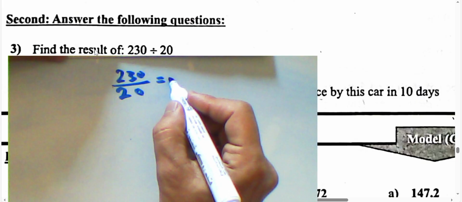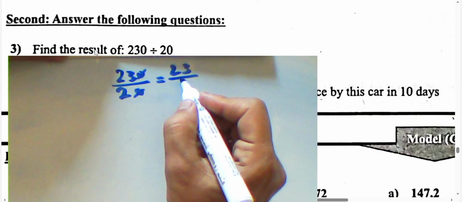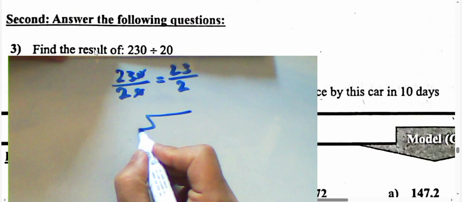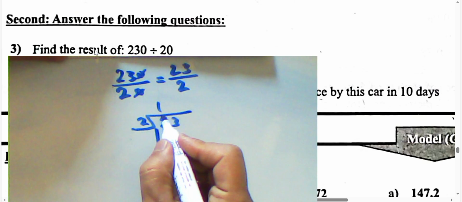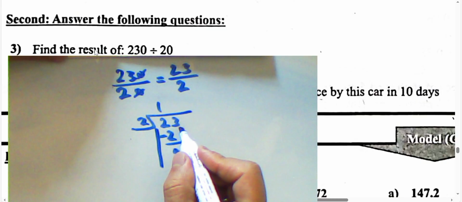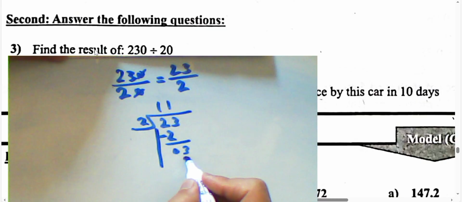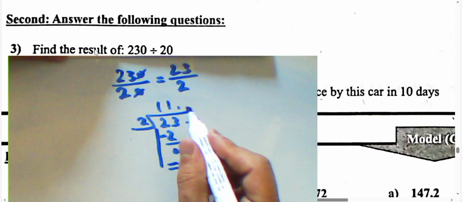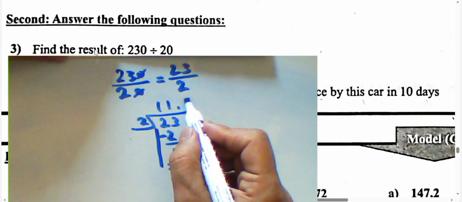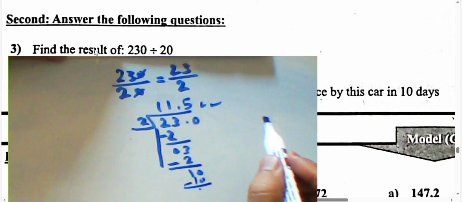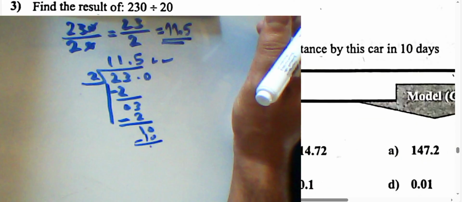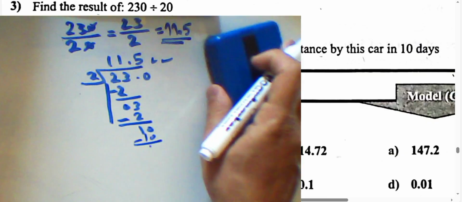Next question. Answer the following. Find the result 230 divided by 20. First step, we can simplify by dividing numerator and denominator by 2. The result will be 23 over 2. Half of 23, we can use division like this. 2 divided by 2 is 1. 1 times 2 is 2. Then find the difference. Drop 3. 3 divided by 2 is 1. 1 times 2 is 2. Find the difference. Put the point and 0. Drop 0 again. 10 divided by 2 is 5. 2 times 5 is 10. And the answer will be 11 and a half. So, the result will be 11 and a half.